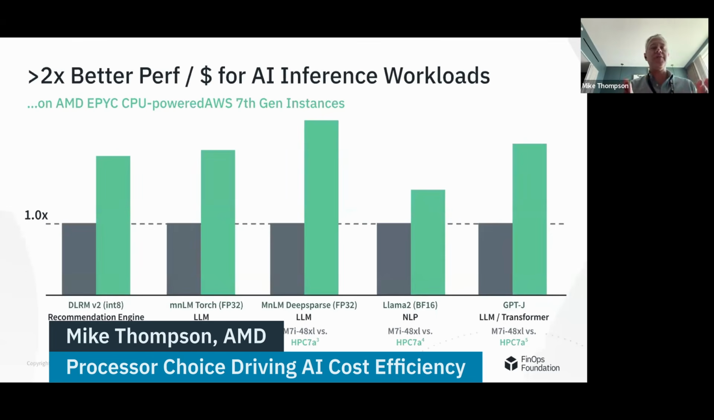And so here's an example for AI inference workloads running on CPUs rather than GPUs. It also makes a difference which CPU you select. And so across recommendation engines, large language models, natural language processing, as well as LLM transformers, on average here, you see there's about a 2x performance uplift just through choosing a specific type of instance or virtual machine.